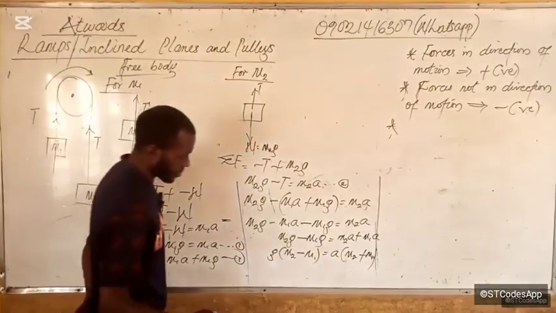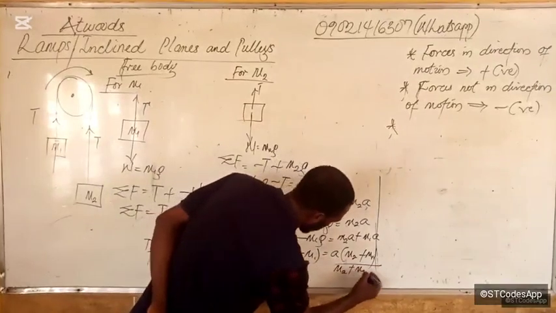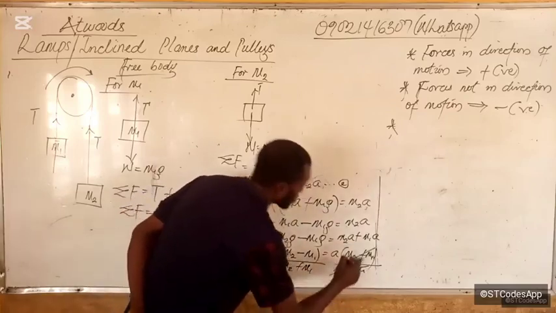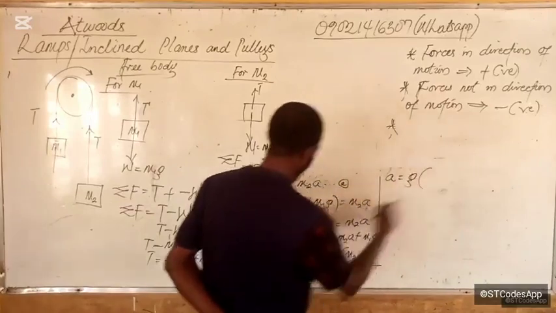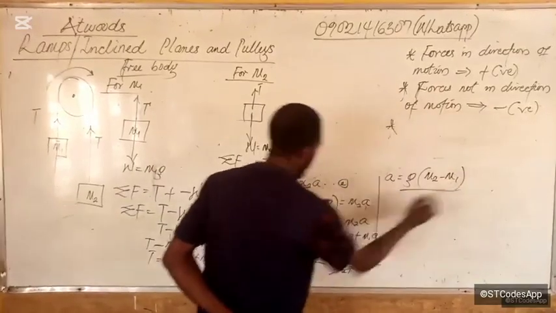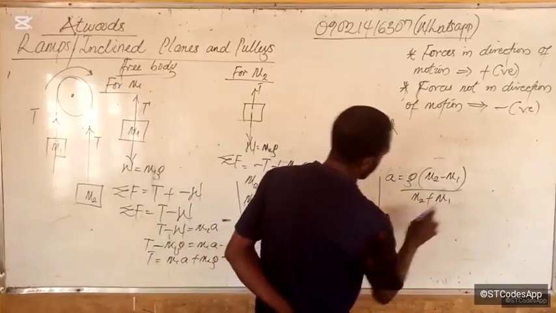So it means that if we divide to make A the subject, we divide both sides by M2 plus M1 over M2 plus M1. So A, therefore, the acceleration of the system, is equal to G into bracket M2 minus M1 all over M2 plus M1. Right?